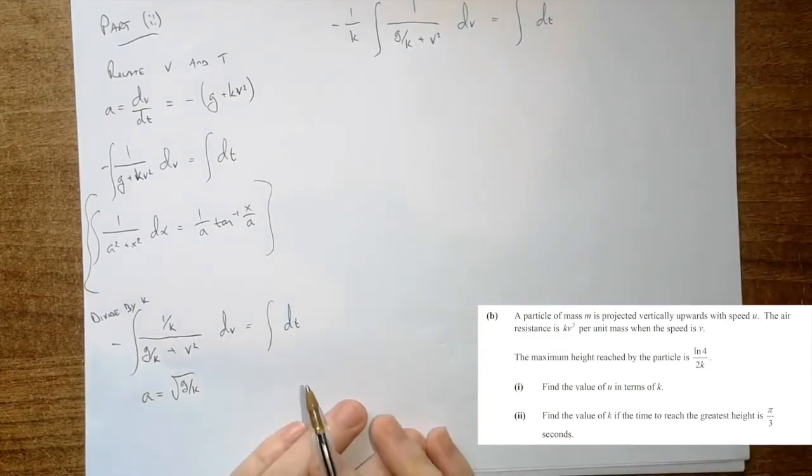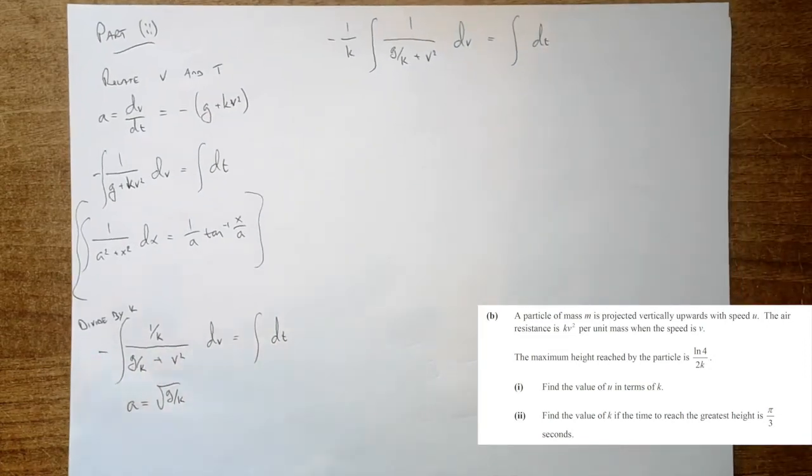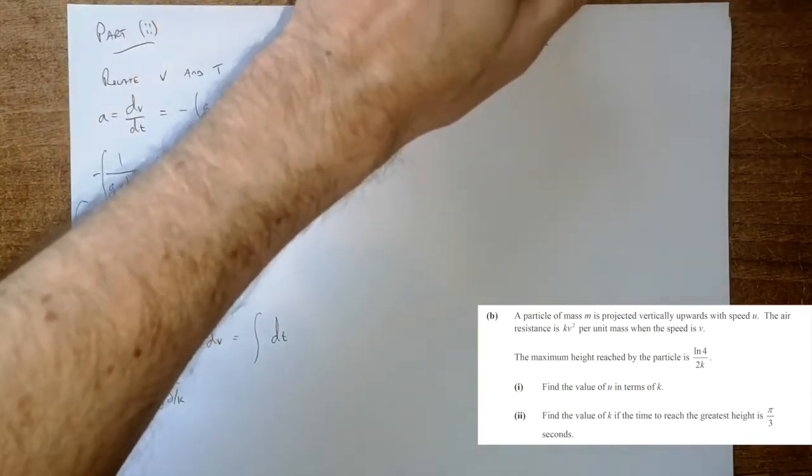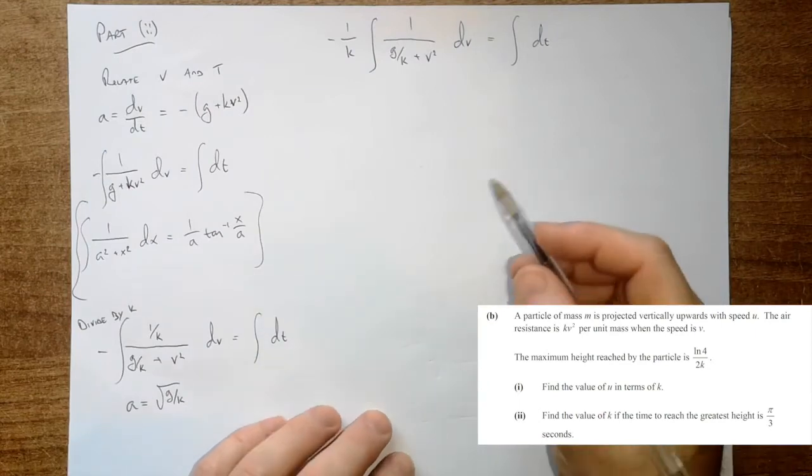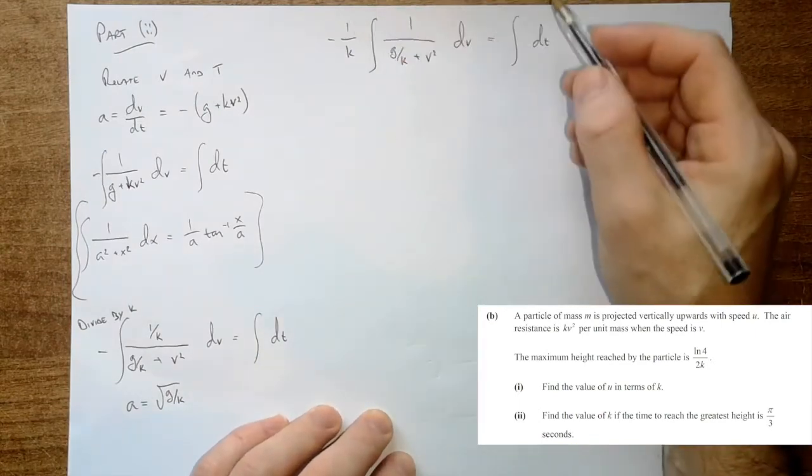That's what we're looking at. Okay, put it down there. Now, let's talk about limits. What do we know about this thing here? So I should flick back myself to the question. We want the time reached the greatest height, which is pi over 3.